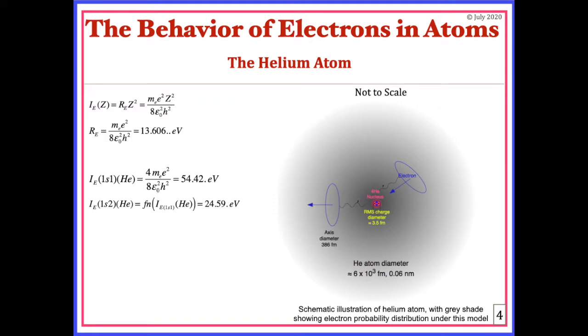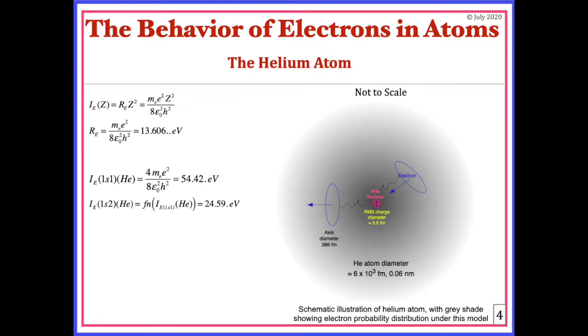It screens out part of the charge from the nucleus. The second electron, the 1s2 electron, will have a lesser ionization energy. The bottom equation suggests that it is screened as a function of the binding energy of the 1s1 electron. That function will be discussed later. The binding energy of a 1s2 electron has been measured at 24.59 electron volts.